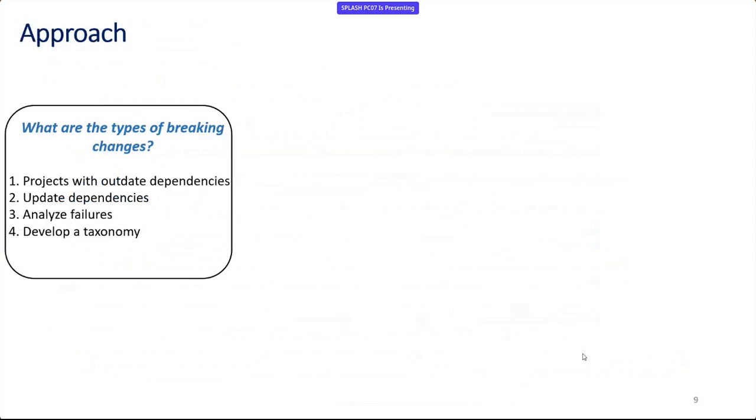The approach that we will be taking to address these research questions is first to collect a set of projects that contain outdated dependencies, then try to update the dependencies included in these projects, then analyze the failures that we might encounter when we update these dependencies, and develop a taxonomy based on the analysis that we have.